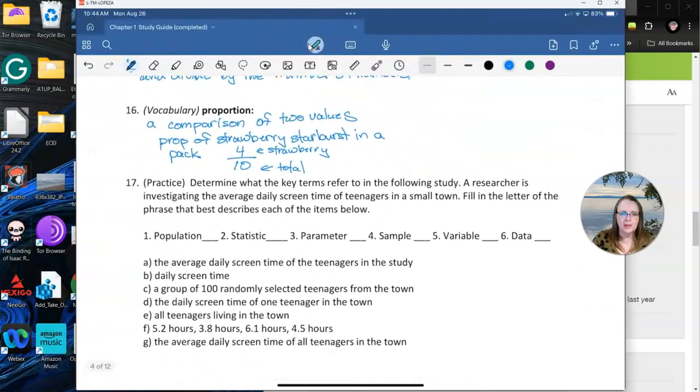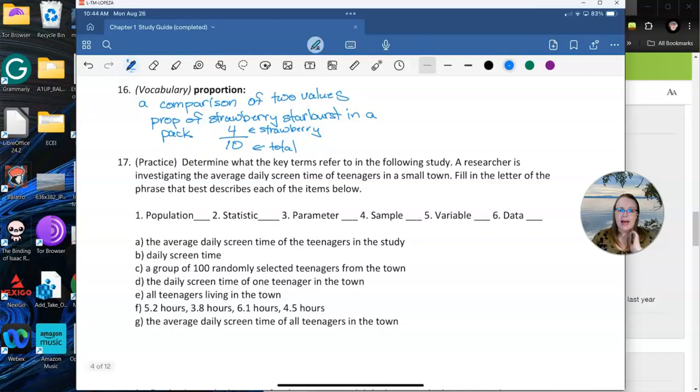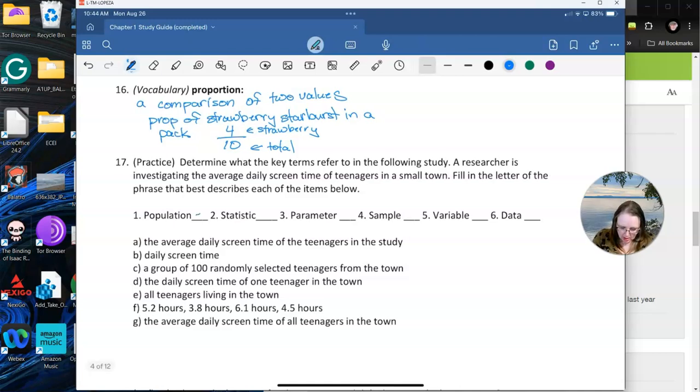There we go. So, a researcher is investigating the average daily screen time of teenagers in a small town, and we need to figure out which of these terms describes the different things. So the researcher is looking at average daily screen time of teenagers in a small town. So the population is all of the teenagers that live in the town. Remember, that's the group that we want to know about, the population. It's not all of the people in the town because we're not interested in all of the people in the town. We're interested in all of the teenagers in the town.